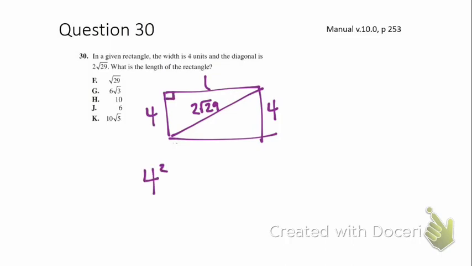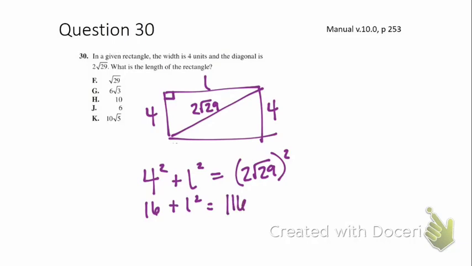So I know this is a right triangle because it's a rectangle. So 4 squared plus L squared equals 2 root 29 squared. So 16 plus L squared equals. So careful here. When you take the square root of 29 and square it, that's just 29, but 2 squared is 4. So really you're doing 4 times 29, which is 116. Subtract 16. L squared equals 100, so then L is equal to 10.